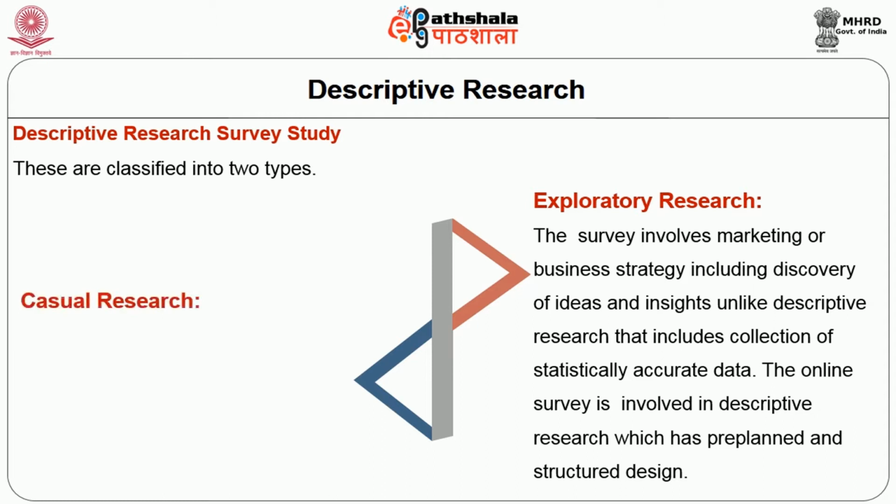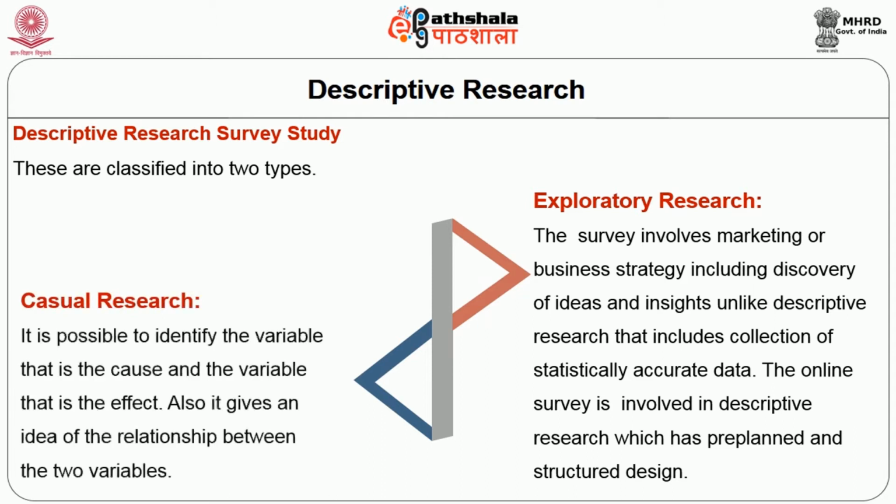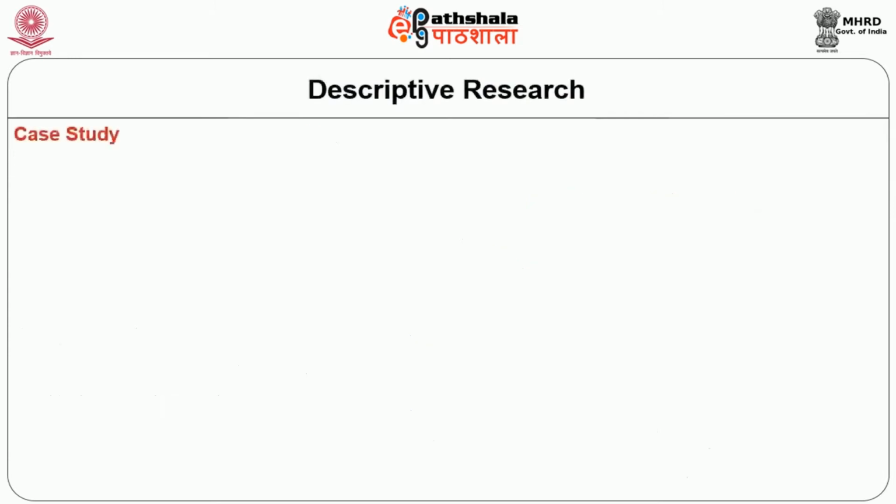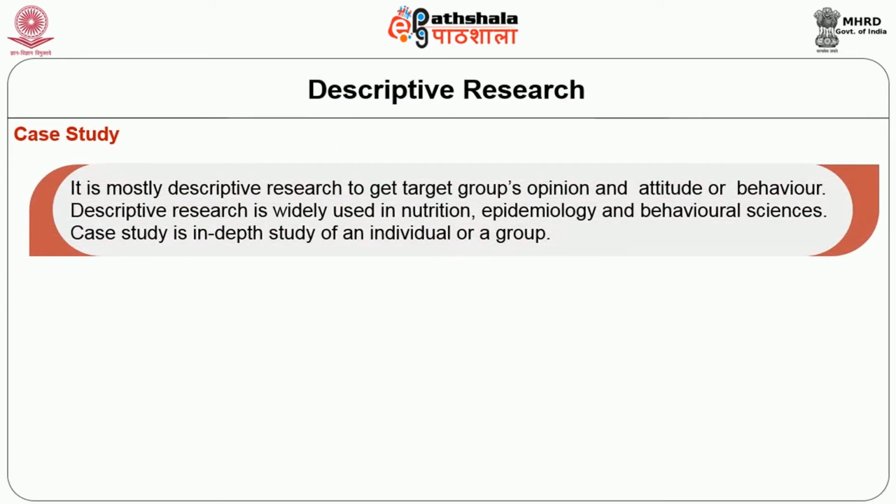In causal research, it is possible to identify the variable that is the cause and the variable that is the effect. Also, it gives an idea of the relationship between the 2 variables. In online surveying, it is mostly descriptive research to get target group's opinion and attitude or behavior. Descriptive research is widely used in nutrition, epidemiology, and behavioral sciences.